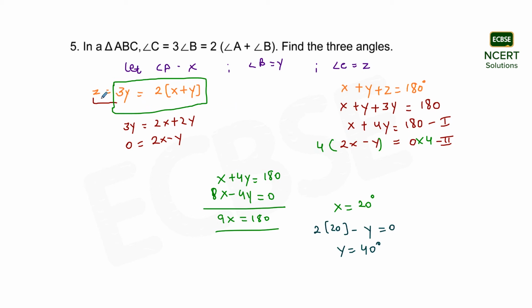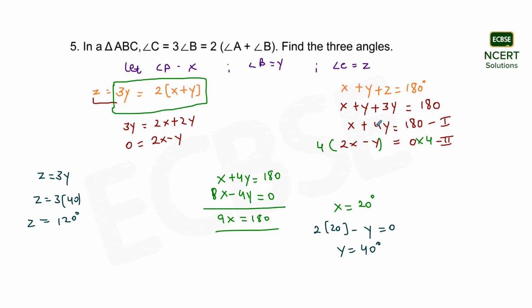As I know, z is equal to 3y, or I can also take the relation as z is equal to 2 into x plus y. I can use any of the relations and substitute the value of y and x respectively in order to get the value for the variable z. So let's be substituting, that is, I'm using the relation z is equal to 3y. So here substituting the value of y, that is 40, I'll be getting the value for z to be 120 degrees. So I have got the values for all the three angles of the triangle A, B and C.